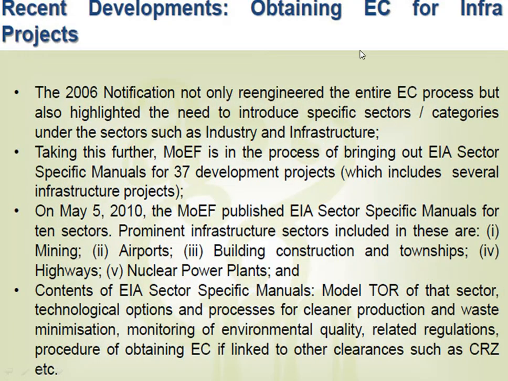Recent developments of EC for infra projects. For infra projects, the 2006 notification not only re-engineered the entire EC process, but also highlighted the need to introduce specific sectors and categories under sectors such as industry and infrastructure. These are the two different sectors that are classified. Taking this further, MOEF is in the process of bringing out EIA sector-specific manuals. There were manuals for that. On May 5th, 2010, MOEF published EIA sector-specific manuals for 10 sectors.